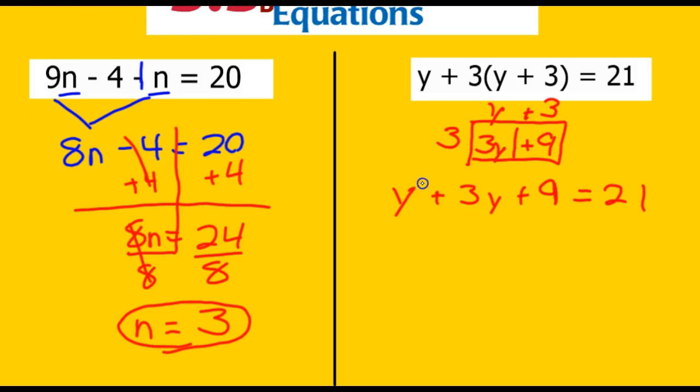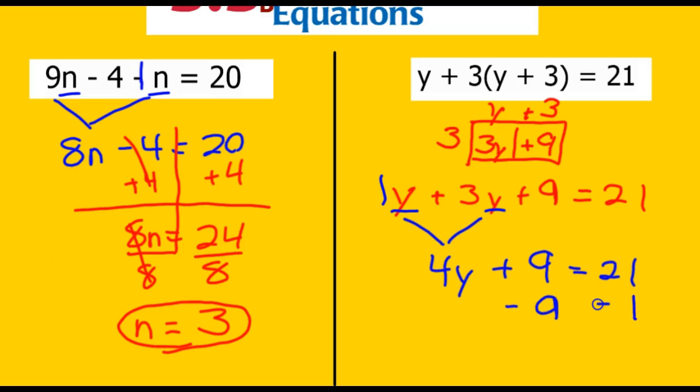Now the second step is to combine like terms. So again, I'm looking for the same variables. I see a y here and a y here. Again, I can put a 1 there because it's all alone. So I can combine 1y plus 3y to get 4y. Now I have 4y plus 9 equals 21.